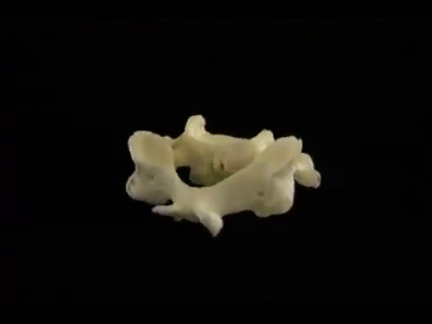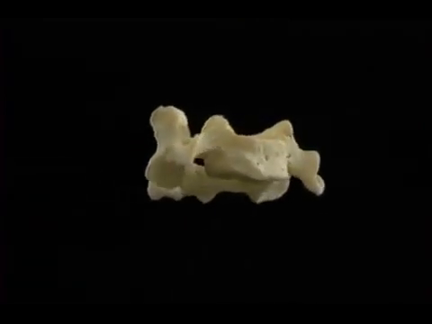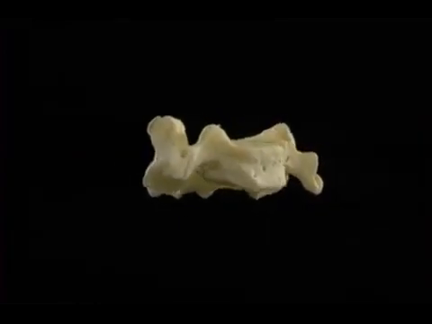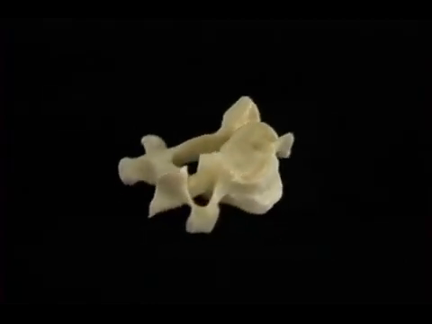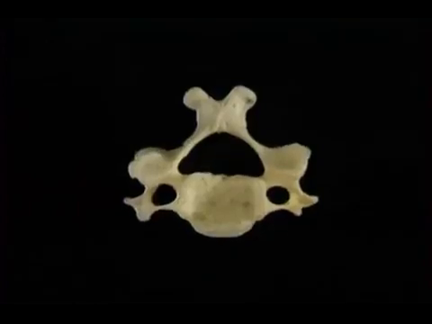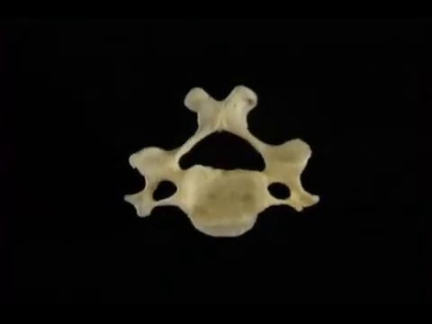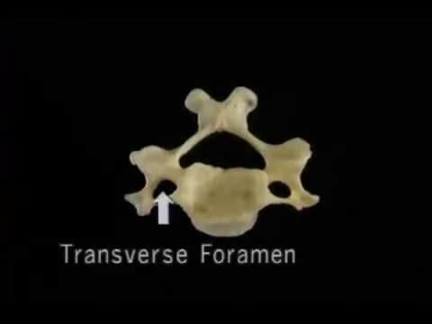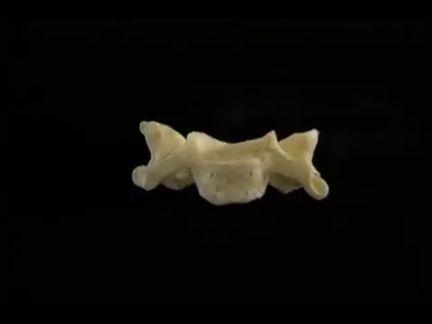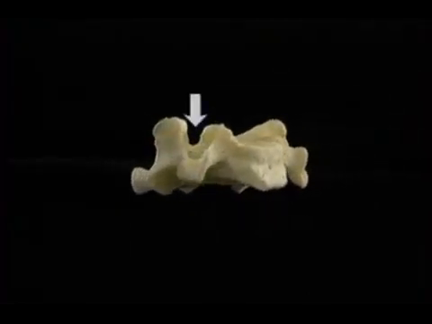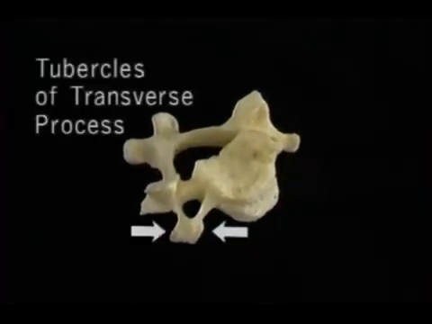The upper articular facets face upward and inward. The lower ones face downward and forward. The mass of bone between the articular facets is called the articular pillar. The transverse processes arise from the side of the body and also from here on the articular pillar. The transverse process of a cervical vertebra has a hole in it, the transverse foramen, through which the vertebral artery passes. The transverse process is shaped like a gutter, pointing downwards. It ends in two tubercles, an anterior and a posterior, where the scalene muscles attach.